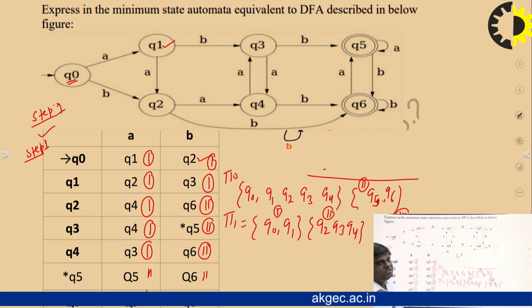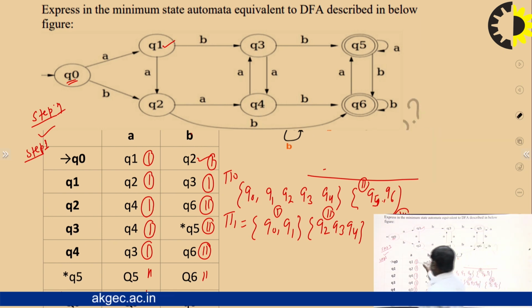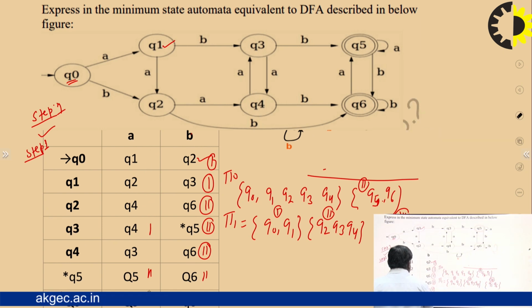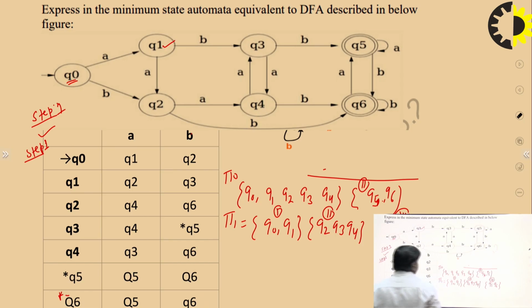And we repeat this process and check again. If all have the similar behavior, then lie into the same set. If they have a different behavior, then lie into different sets. Now Q0, that is Q1, lie into this set.